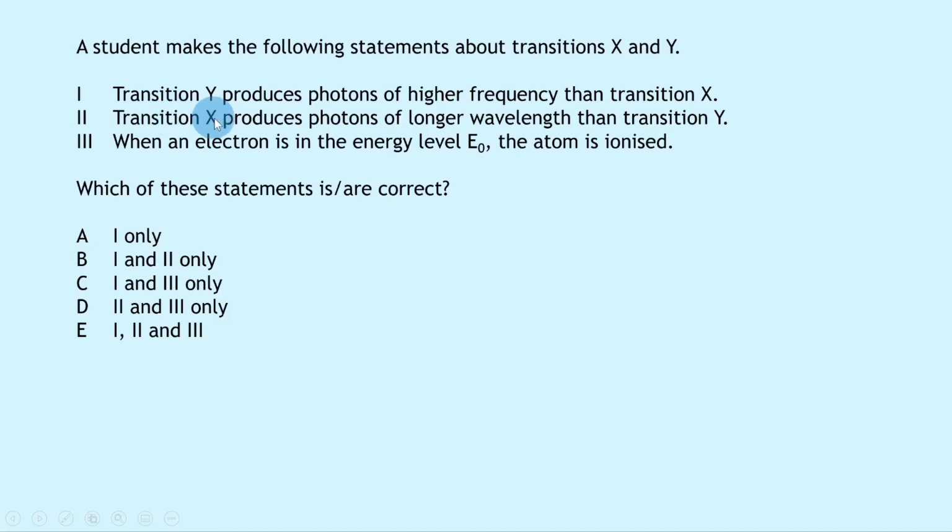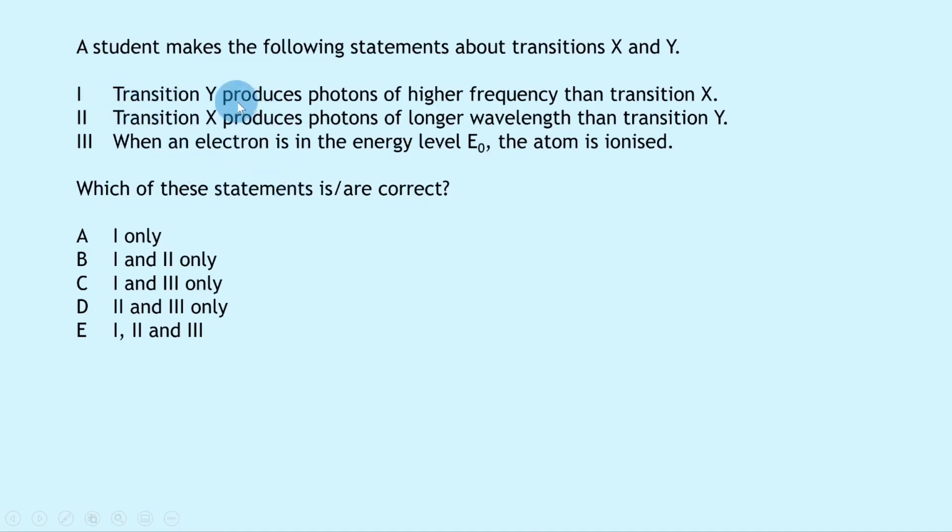Statement 1 says transition Y produces photons of higher frequency than transition X. Statement 2, transition X produces photons of longer wavelength than transition Y. And lastly, statement 3, when an electron is in the energy level E0, the atom is ionized. Which of these statements is or are correct? Well, let's look through each statement and decide which are true and which are false.